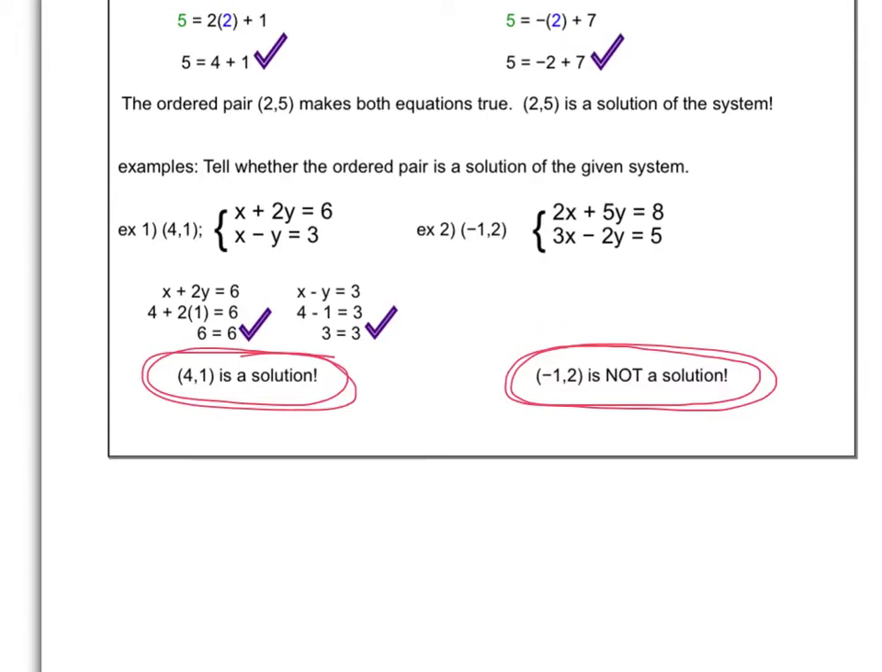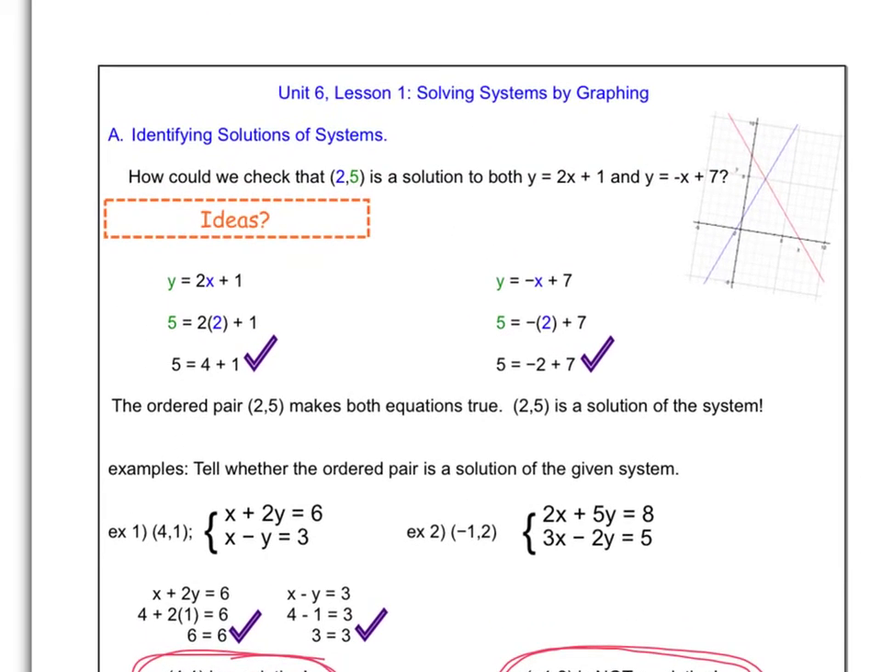Okay, so that is how to check if one particular point is a solution in a system. Basically, the idea is substitute. So now, back to graphing.